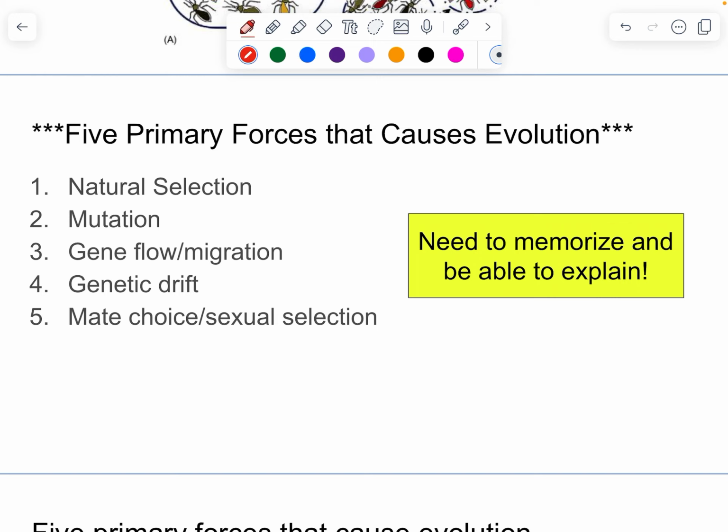So here's a really important slide. These are the 5 primary forces that cause a population to evolve. They're natural selection, mutation, gene flow, genetic drift, and mate choice. And you need to be able to memorize all 5 of them and be able to explain each one really clearly. That is really, really important.